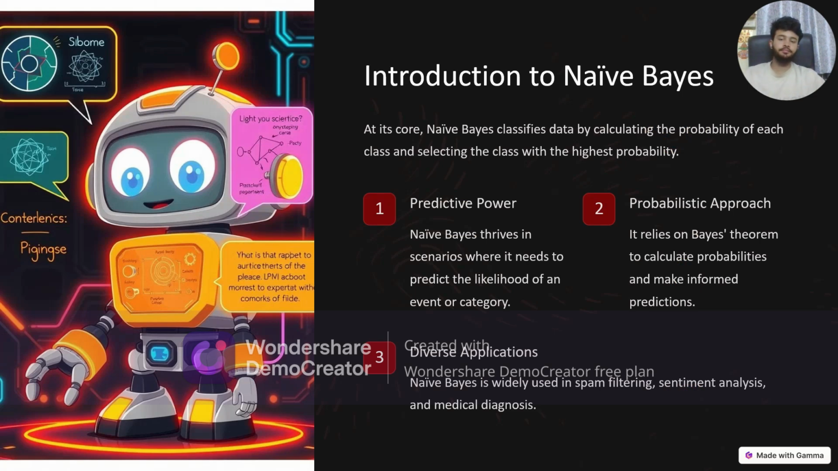Introduction to naive-Bayes. At its core, naive-Bayes classifies data by calculating the probability of each class and selecting the class with the highest probability. First is predictive power, second is probabilistic approach, and third is diverse applications. Naive-Bayes thrives in scenarios where we want to predict the likelihood of an event or category. Probabilistic approach: it relies on Bayes' theorem to calculate probabilities and make informed predictions. In diverse applications, Naive-Bayes is widely used in spam filtering, sentiment analysis, and medical diagnosis.